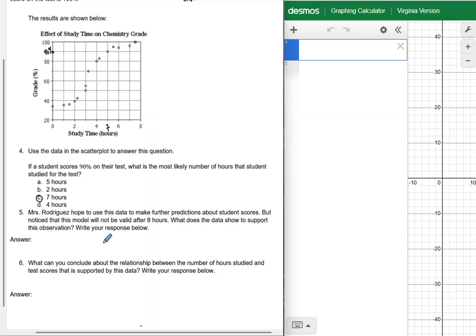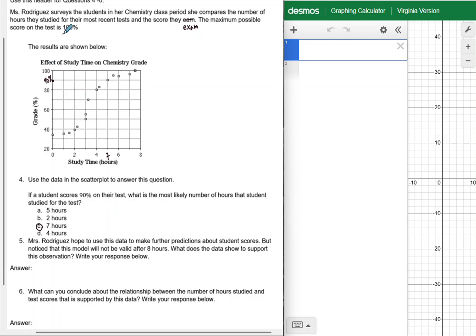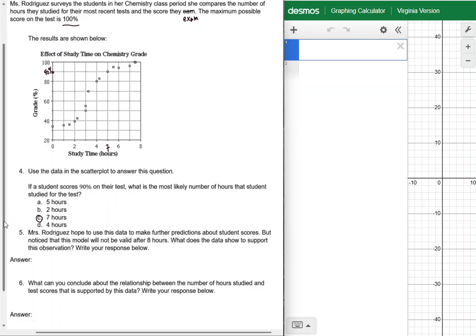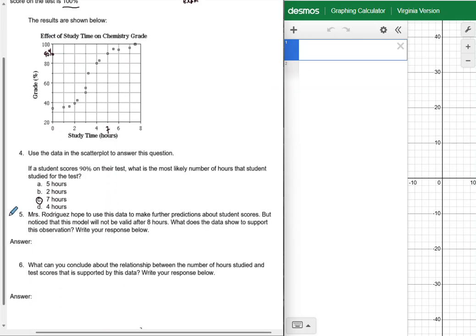What does the data show to support this observation? Well, the reason is, it looks like the trend went up and it keeps going up. And notice that the highest score that they can get is 100%. So even if they study more than 8 hours, the highest score is already achieved before 8 hours, is what I would say.